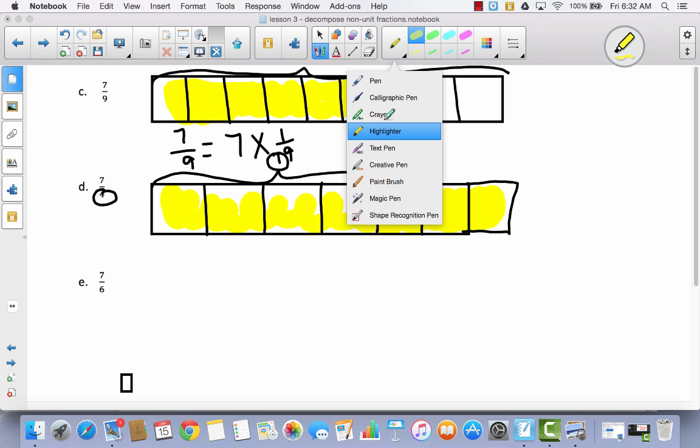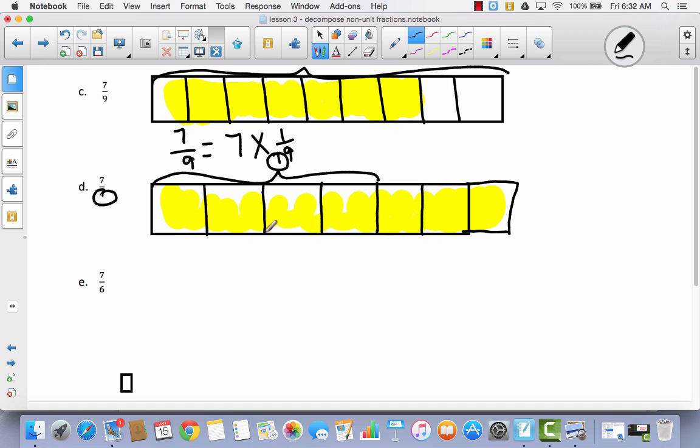And then we're going to write a multiplication sentence to represent this. So I think I'm going to do it down here. So I've got 7/4 equals 7 times 1/4. All right, so now we're going to try 7/6, and it's going to be very similar to 7/4 because it is actually greater than 1 whole. So I'm going to go ahead and draw my tape diagram.